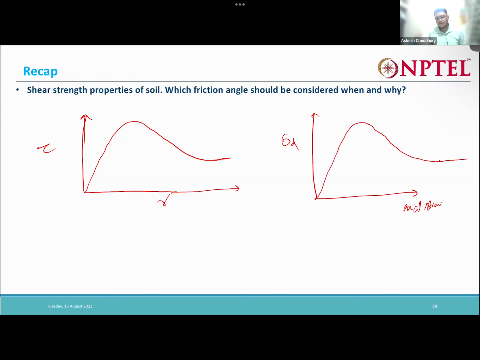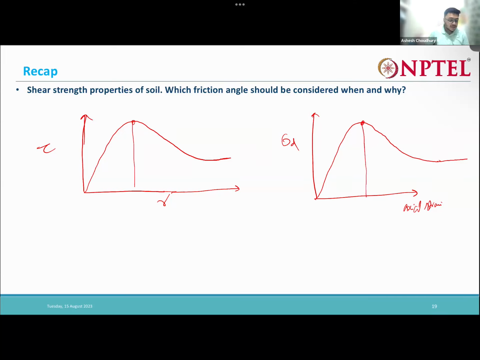So see, generally if the soil is strong enough, we are using this for steep slopes and retaining walls. So you need to use the phi value where you are constructing a retaining wall. In that case, what happens? The strain that occurs in the soil, or the displacement that occurs in the soil, is quite less. So that's why we use the peak value.